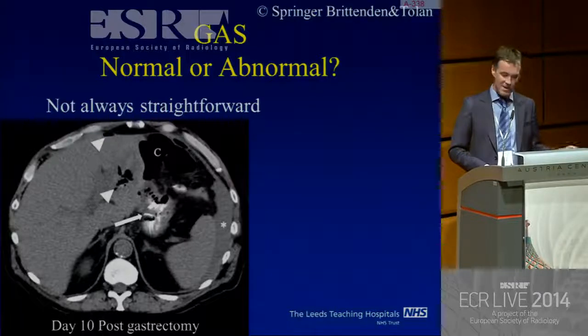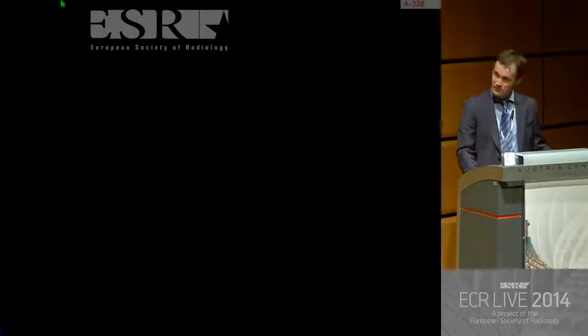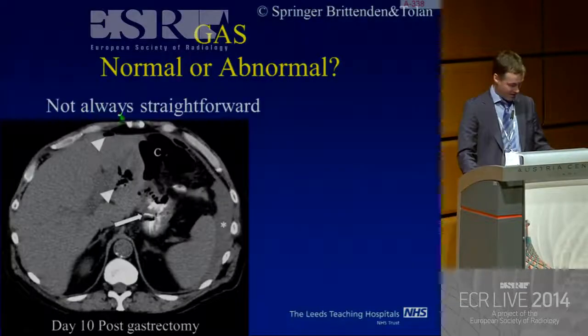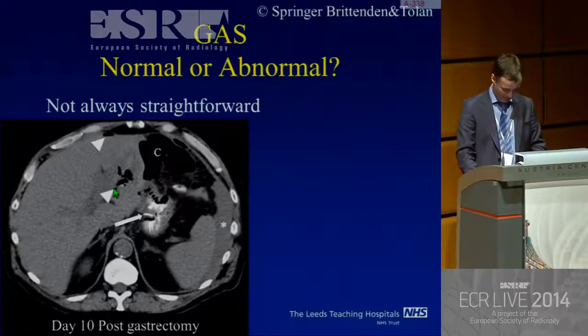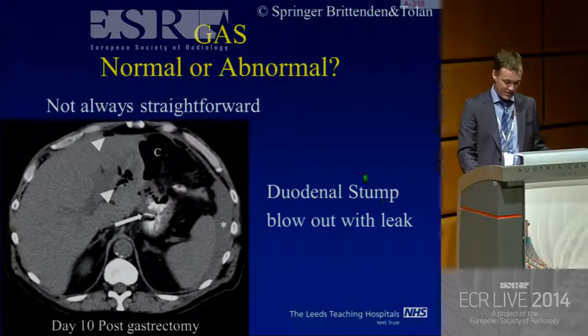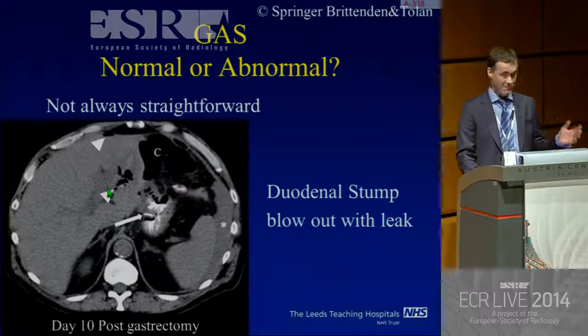Here's an example, a patient day 10 after a gastrectomy. There's some gas here. What's going on? I'm not really very sure. This is a duodenal stump blowout with a leak. It's very difficult to diagnose, even on CT, but particularly on a contrast study. But what we're looking for is this abnormal pattern of gas. There's too much gas here for day 10.